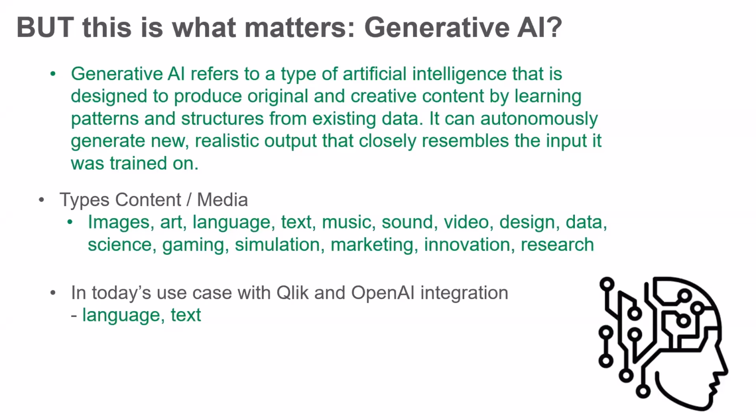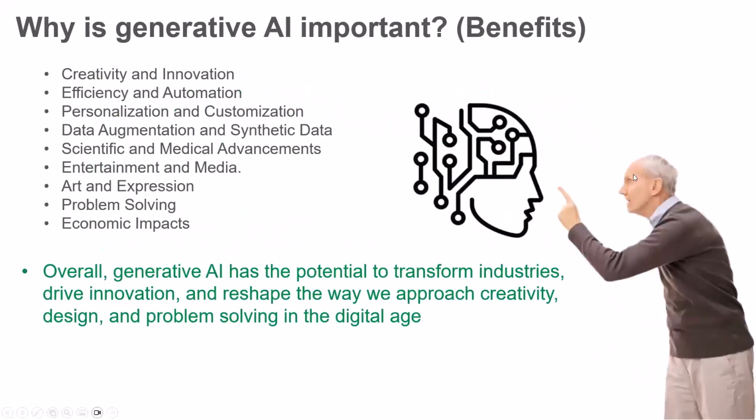Okay, and you'll see there's a number of different content types, right? It could work with images, art, language, text, music, sound, video, design, data science, gaming, simulation, marketing, innovation, and research. In today's use cases with Qlik and the OpenAI integration, it's going to be focusing pretty much just on language and text.